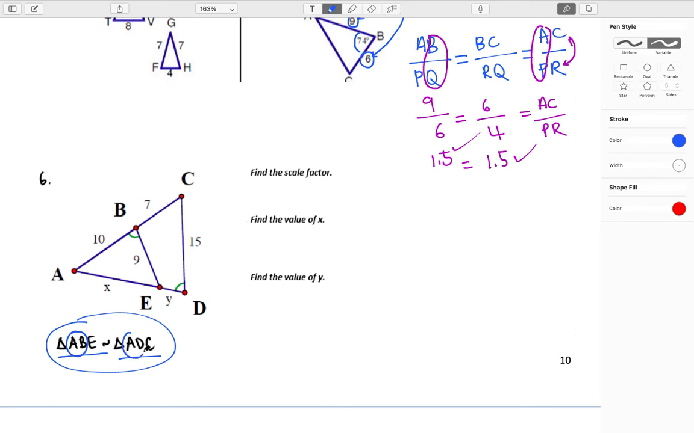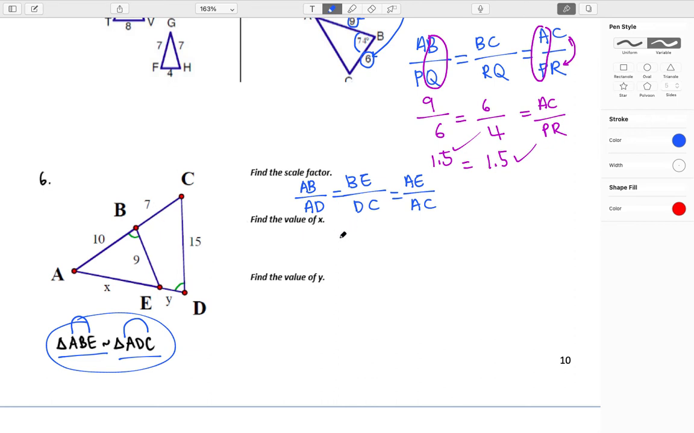AB is proportional to AD. BE is proportional to DC. And then AE is proportional to AC. Make sure the numerator represents triangle 1 and the denominator represents triangle 2. And then we are going to find the value of x.